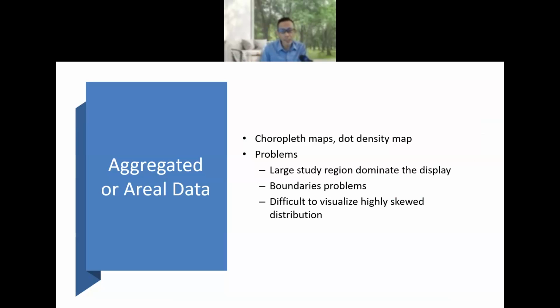For example, if you plot Malaysia lah kan, the obvious states would be Sarawak, Sabah and Pahang, right? Perlis is very small, right? So you tend to see Sarawak and Pahang will always tend to be more interesting for people to see lah because dia besar kan. Nampak kan? And boundaries problem and difficult to visualize highly skewed distributions.